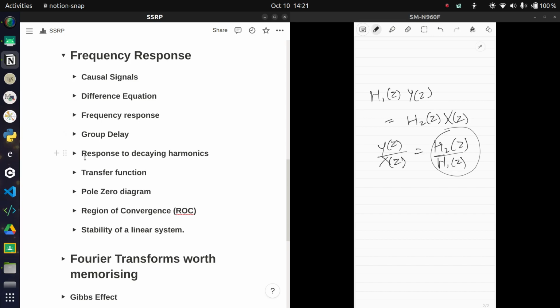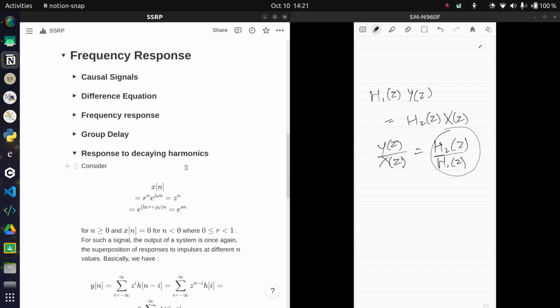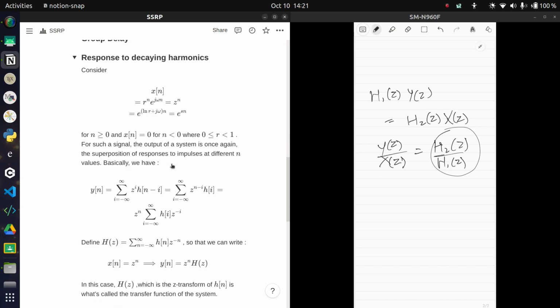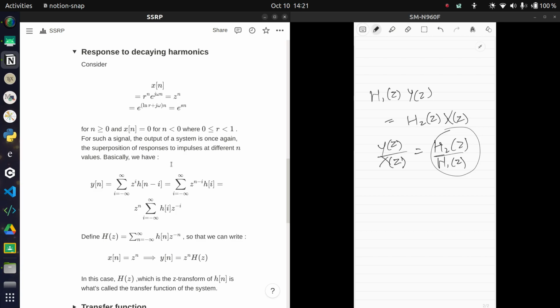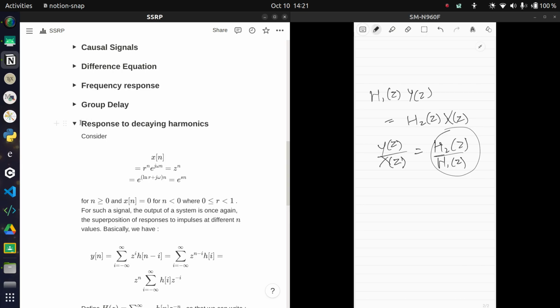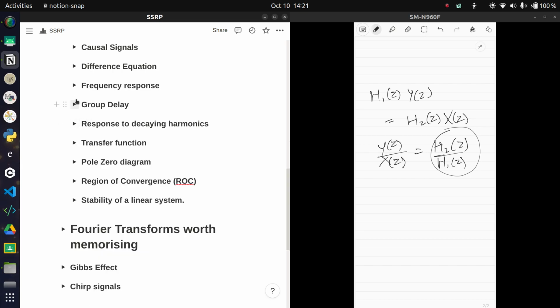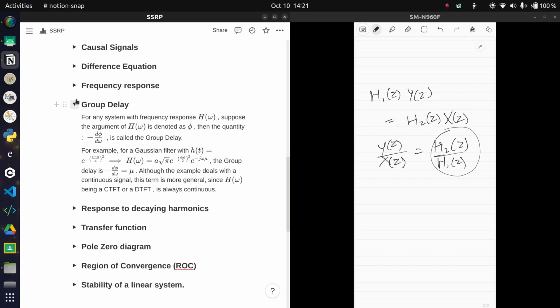There's also something similar to the frequency response, but it's the response to a decaying harmonic. Over there you had the DTFT of h of n. In this case, you have the z transform of h of n. So given an input z power n, your output would just be z power n times H of z, right, for some LSI system.